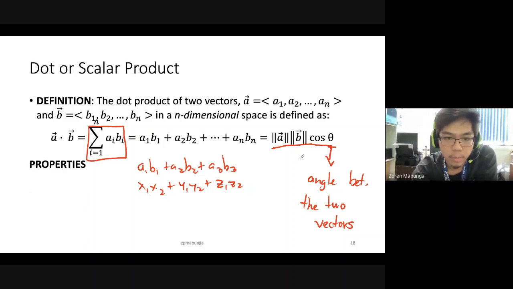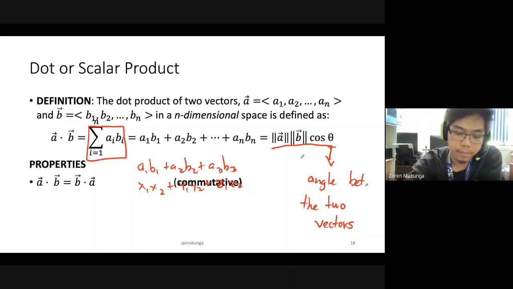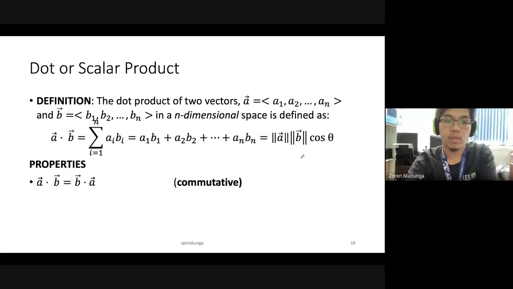Okay, so meron tayong three properties for dot product. So first is the commutative property. So ibig sabihin, in dot product, A dot B is also equal to B dot A. So kahit magkabaliktad, okay lang. So same with yung kanina, vector addition.